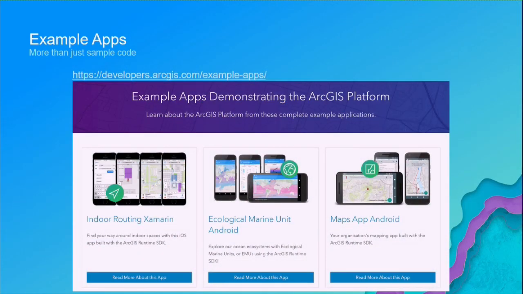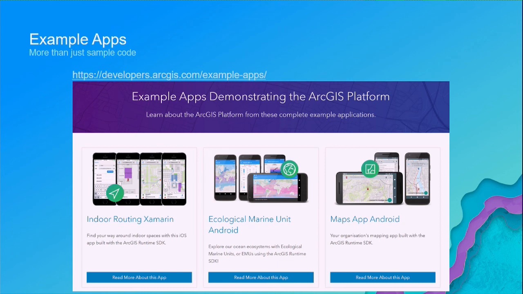How do you find these example apps? If you go to developers.arcgis.com, go to example-apps, or you go under getting started, and they will be listed right there. And you can see some screenshots of a few of the apps and the button where it says learn more about that app. Click on that and you get to the documentation page. And from there, you can get to the GitHub repository where you can download the code.